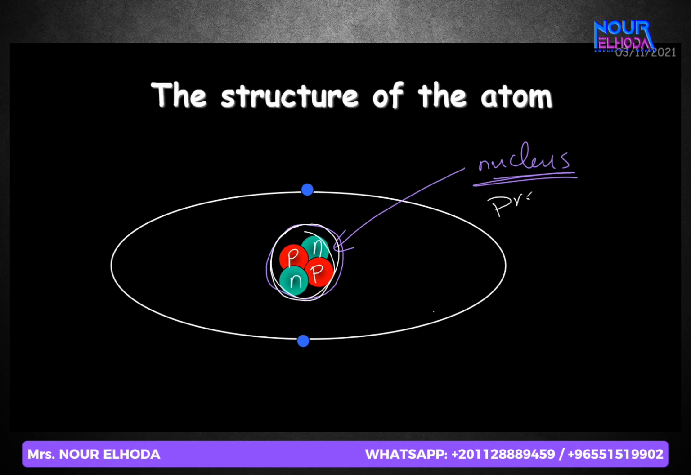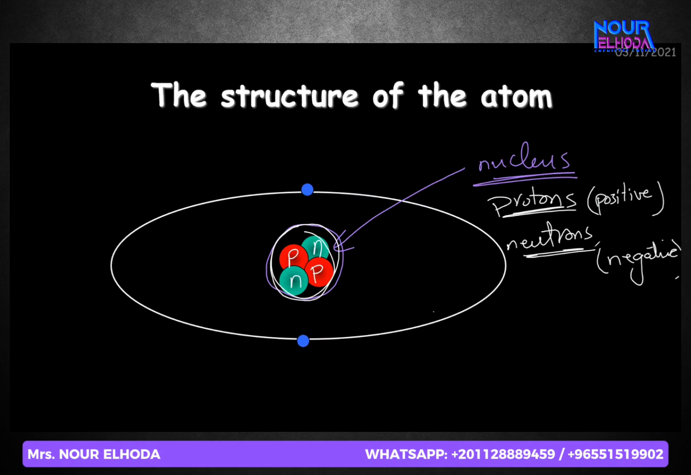What's the difference between protons and neutrons? The charge of the protons is a positive charge. Positive one, exactly. It will be a positive charge. What about the neutrons, Kunuz? The neutrons is always negative. Yes, dear. Neutrons are neutral.